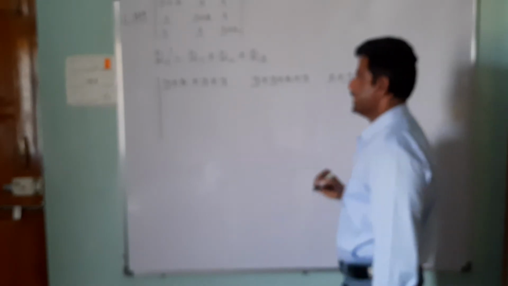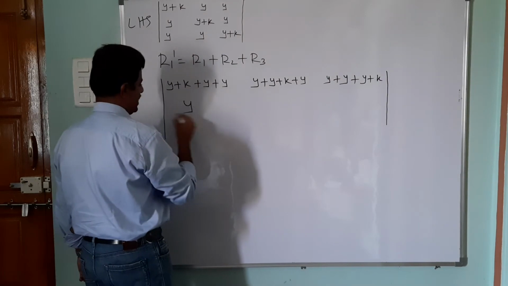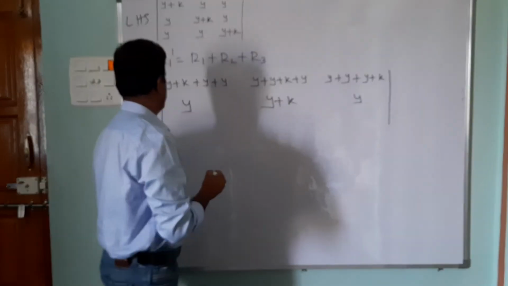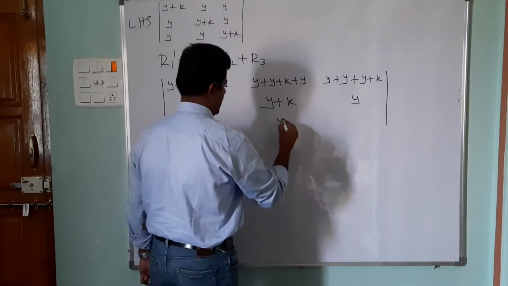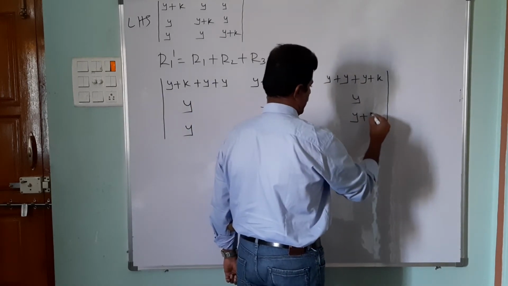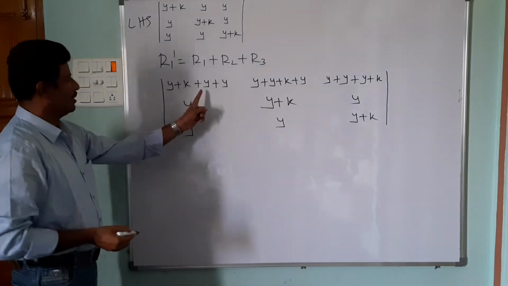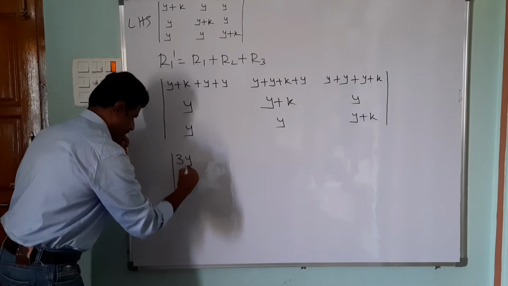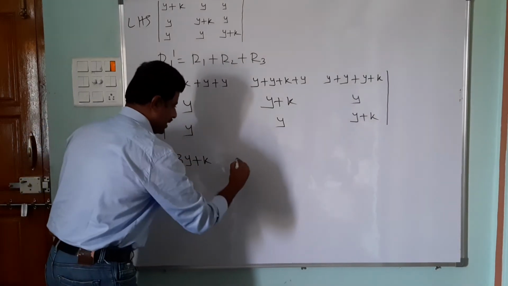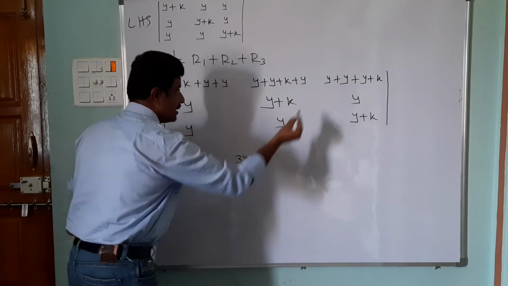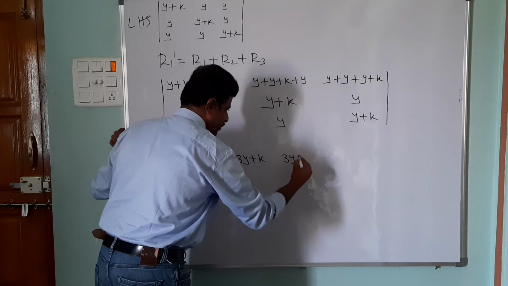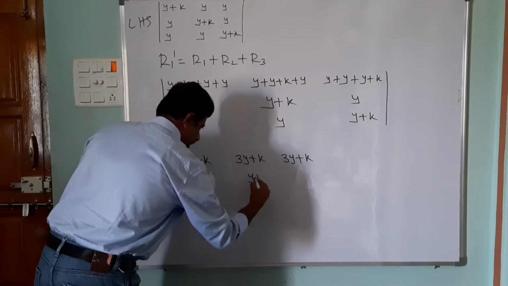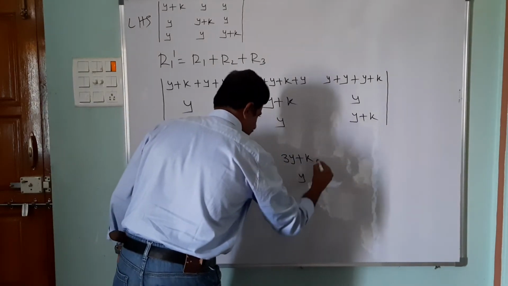Next the determinant, the other rows same as they are: y plus k, y, y, and y, y plus k. Next, addition: 1y plus 1y plus 1y is equal to how much? 3y plus k. 3y plus k. Third element, 3y plus k. 3y plus k.